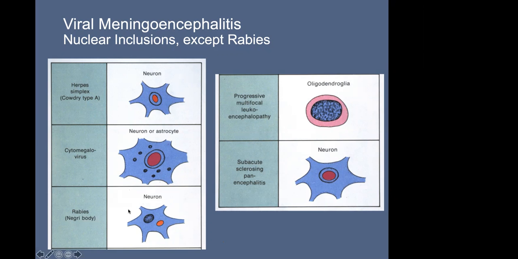Rabies, on the other hand, is a single-stranded RNA virus, and the inclusion is seen in the cytoplasm, not in the nucleus. Actually, this is the only prominent virus that will produce Negri bodies or Lyssa bodies in the cytoplasm, not in the nucleus.